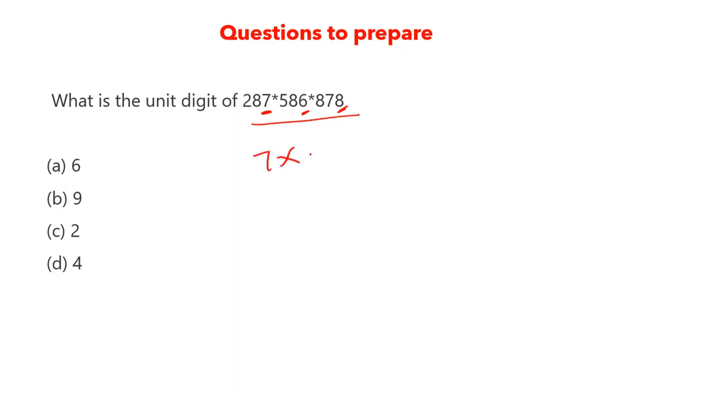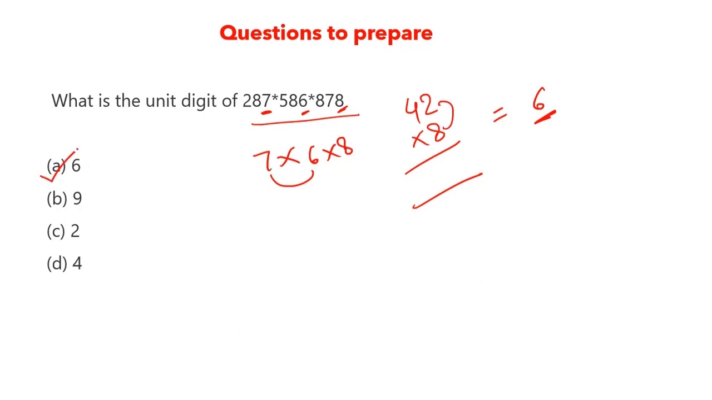So 7 into 6 into 8. 7 6s are 42. You don't have to do the complete multiplication, just 8 into 2 you will do. So you can see we are getting 16, that is 6 in the unit digit. So directly just stick to the 6. No further calculation like 8 2s are 16, 8 4s are 32, 1 carry and so on.